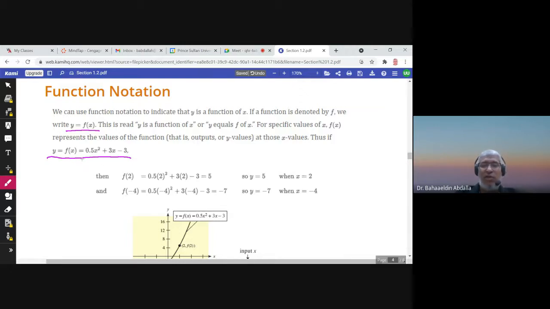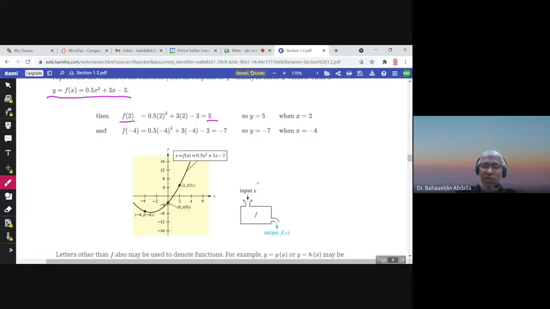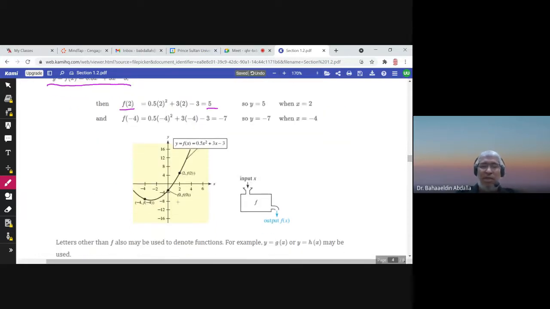We can use this definition to find f of 2, for example, the value of f at 2. When we write f of 2, we mean x is 2. So we replace x here by 2, and we can find the y value when x is 2. So 2 is in the domain and 5 is in the range of this function. And this is the point, for example, 2 and f of 2, or 2 and 5. So x is 2 and y is 5.